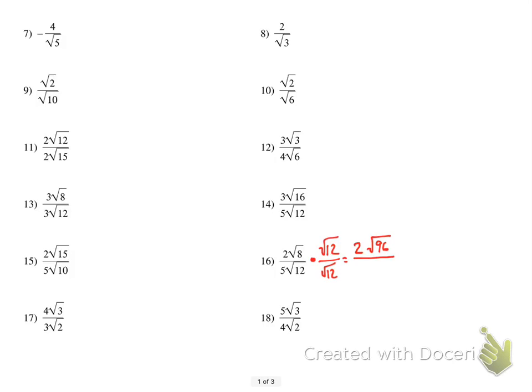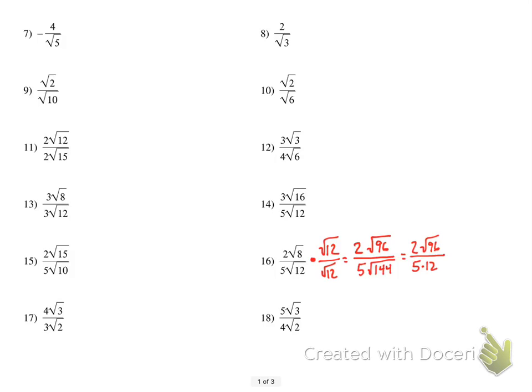kind of hanging out. 5 square root of 12 times square root of 12 is going to give me 5 times square root of 144. All right. And now we can keep going. 2 square root of 96, that doesn't change. But what is the square root of 144? 12. So now we have 5. I'm going to write 5 times 12. I'm not just going to multiply it out. Because, we can do that and then simplify from there.